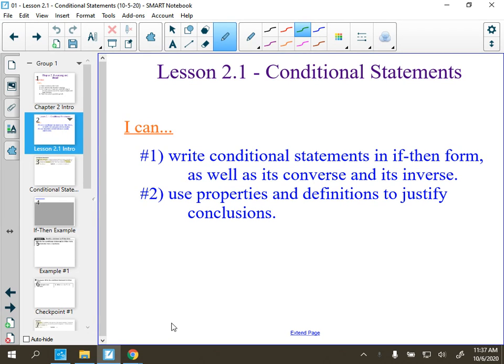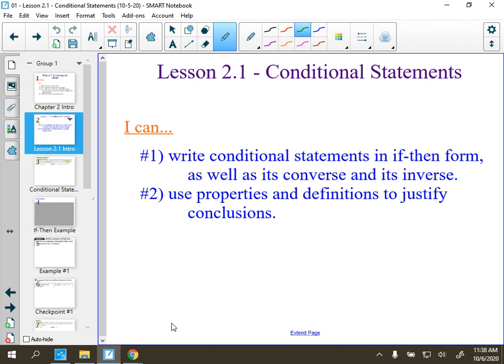All right, and this is lesson 2.1, conditional statement notes. So a couple different goals for us, a different type of math lesson than you're probably used to. We're going to write some conditional statements in if-then form. We'll talk about converse and inverse, so a little bit more writing than you're probably used to. And then we'll add a property here at the end, or a definition, and then see how we're going to use that in some of our explanations.